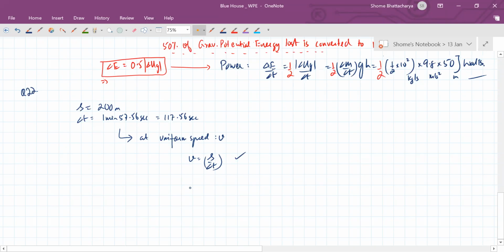Let's say that speed was V. Now it also says that she had to exert a power of 460 watts to maintain the speed. So power exerted was equal to 460 watts to maintain constant speed V. That V is, of course, 200 divided by this much.